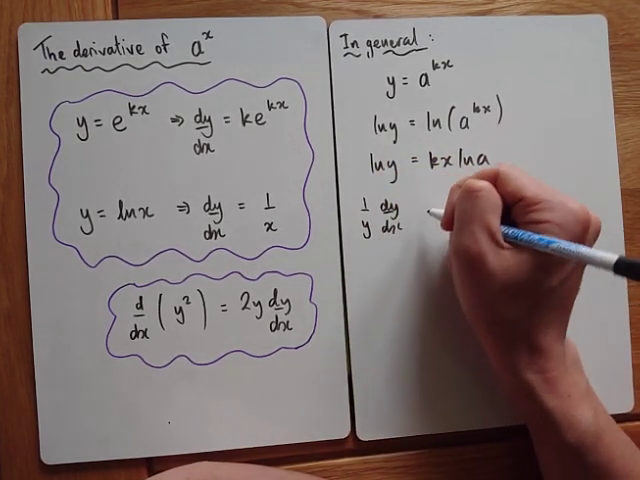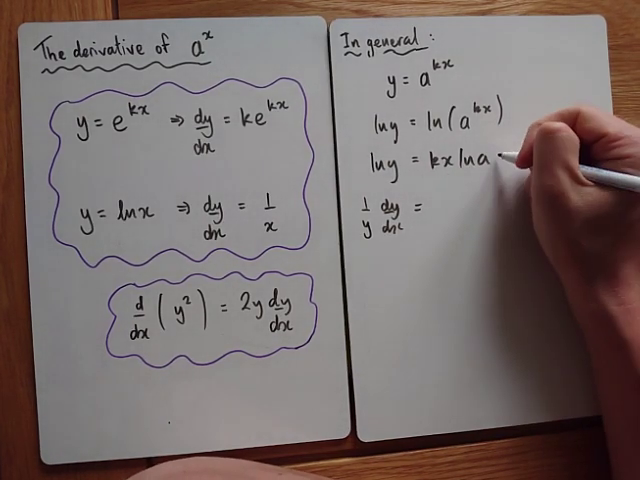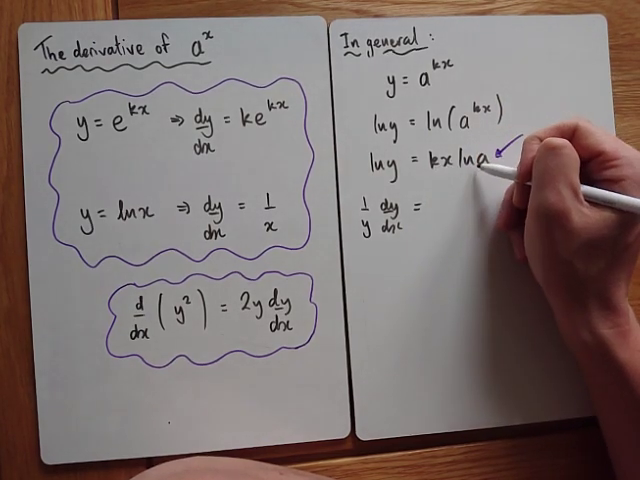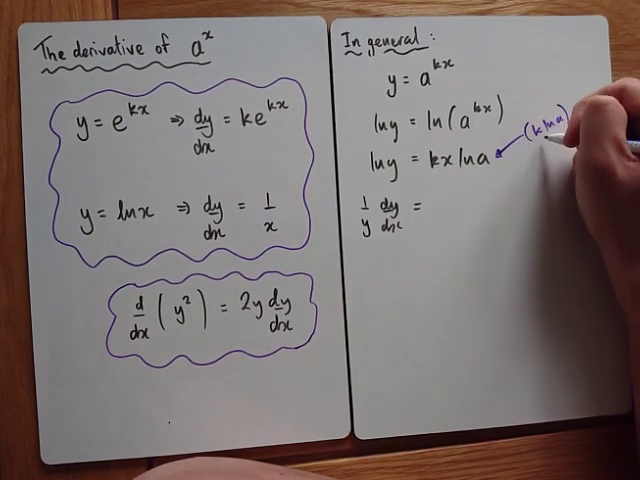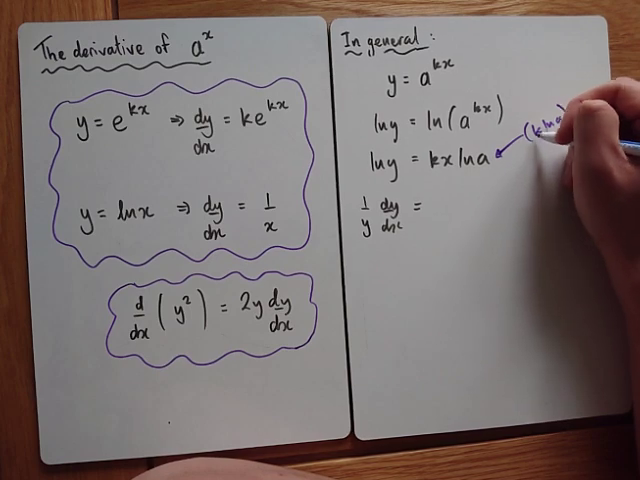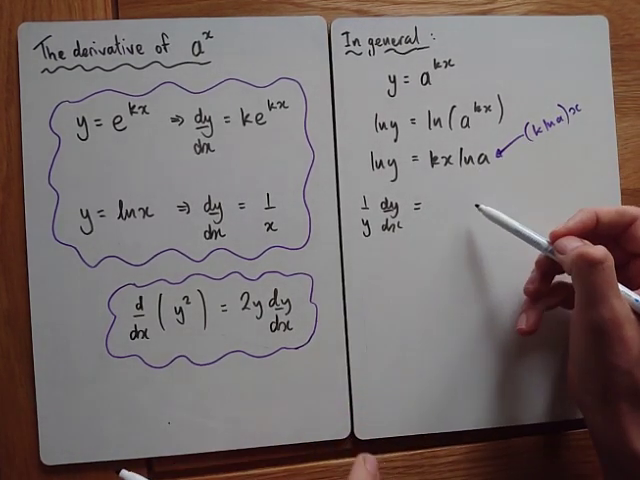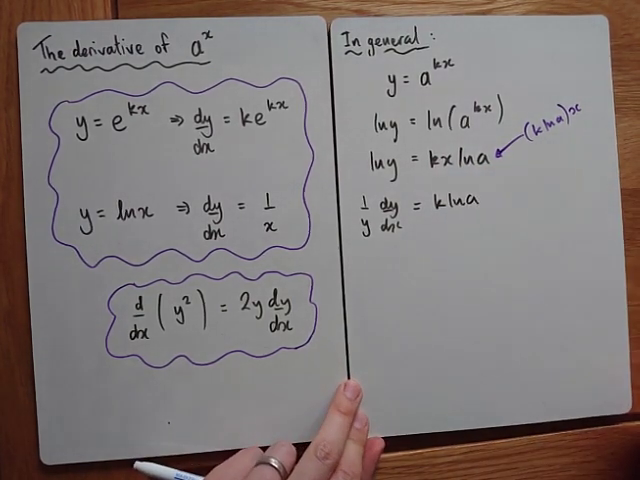dy by dx. Now be careful with this one. Think about that, it's actually just a number. k is a constant and ln a is a constant, so that's k ln a. All of that is just a number because they're both constants. So that's just one number times by x, and when we differentiate this, we're just left with the number.